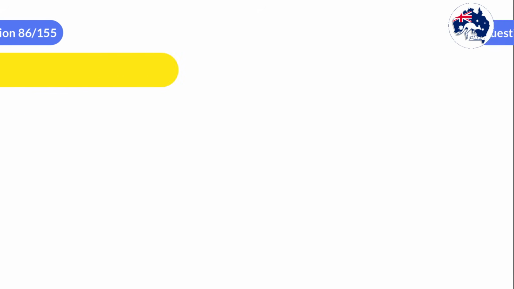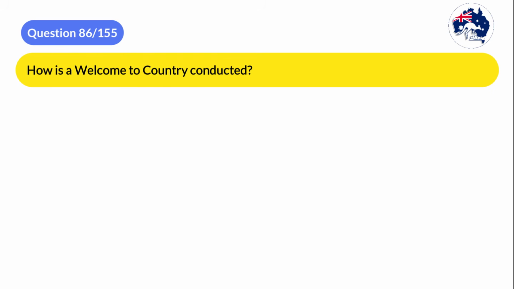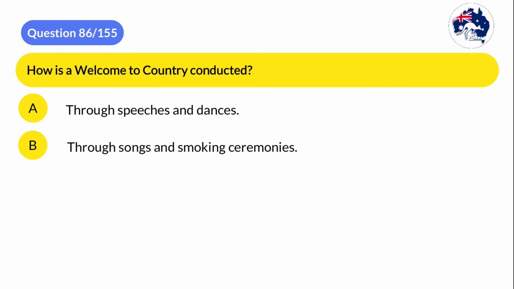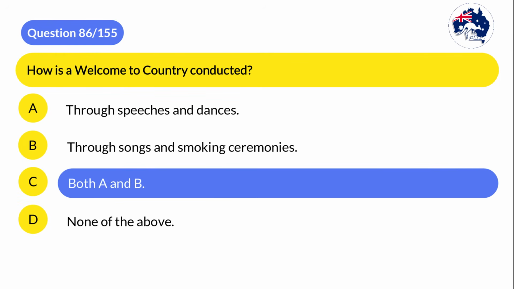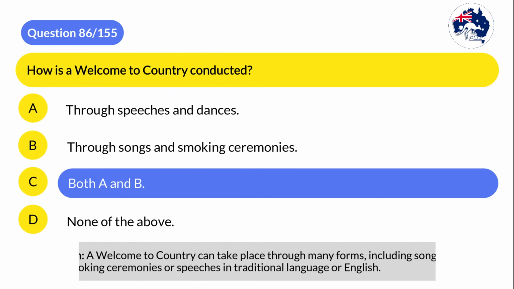Question 86. How is a welcome to country conducted? A. Through speeches and dances. B. Through songs and smoking ceremonies. C. Both A and B. D. None of the above. The correct answer is C. Both A and B. Explanation: A welcome to country can take place through many forms, including songs, dances, smoking ceremonies, or speeches in traditional language or English.